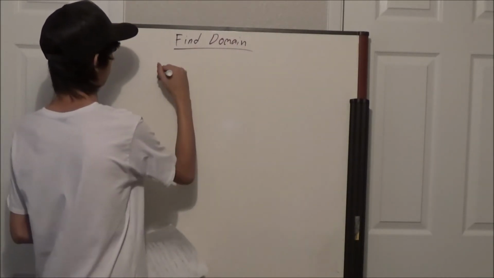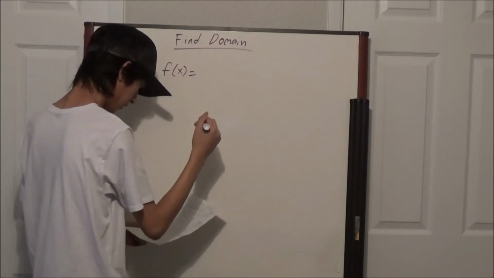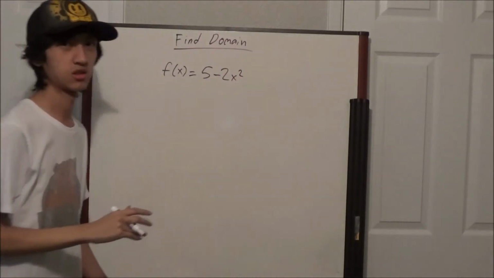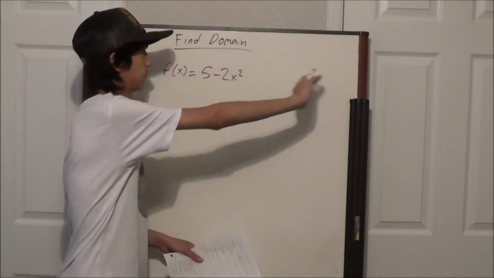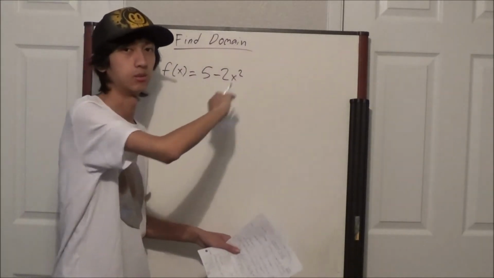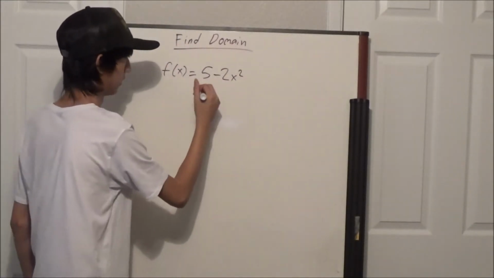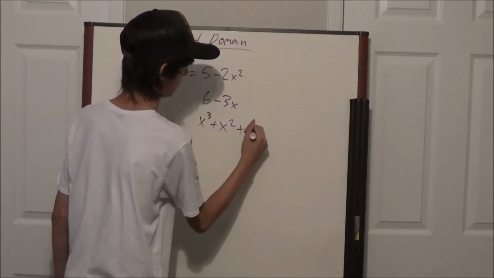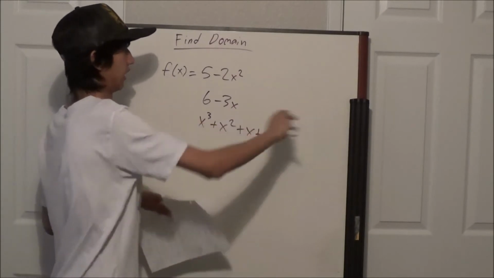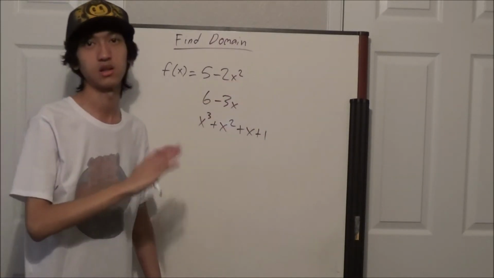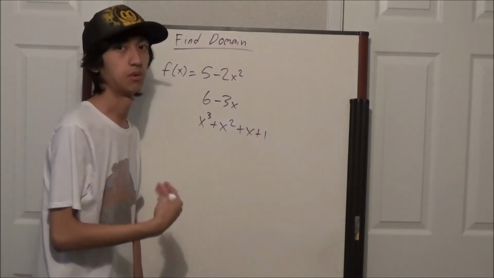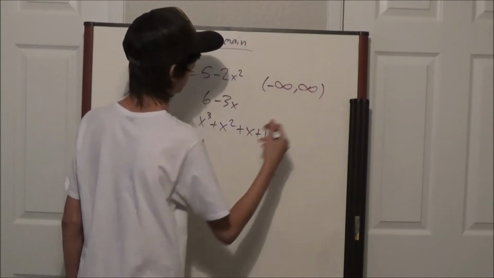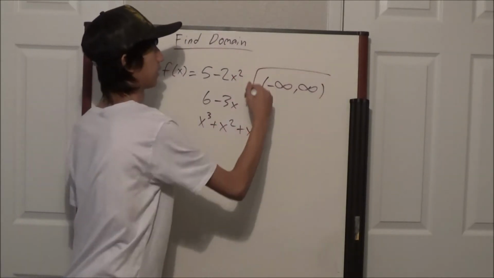So when you have a function equals, let's say, a polynomial. A polynomial is just a function with numbers plus or minus a variable to a power, functions like this, or like this. All of these, like in a straight line, these are polynomials. So when you have a function that's a polynomial, the domain is always negative infinity to infinity. So this would be your domain right here.